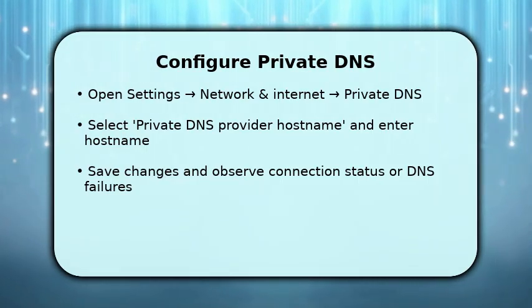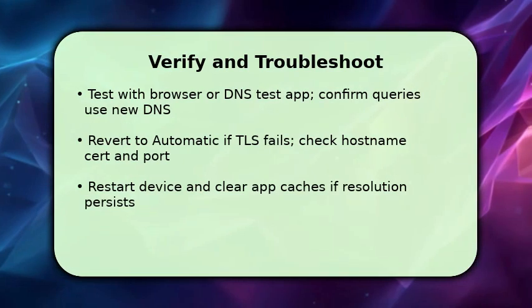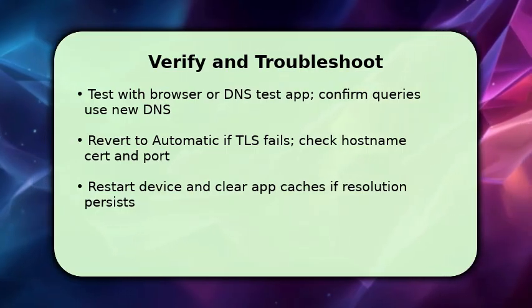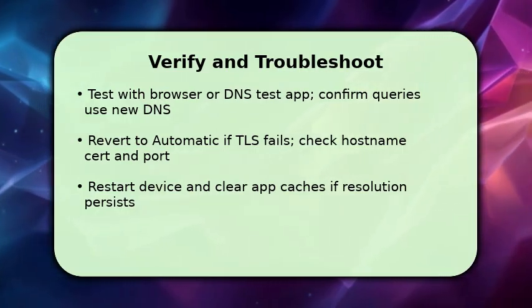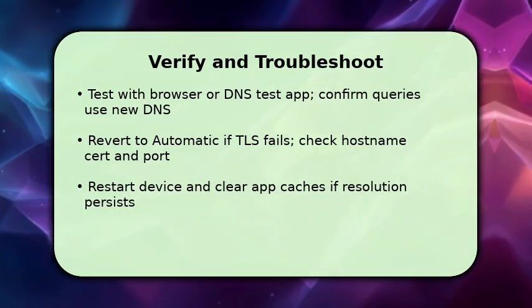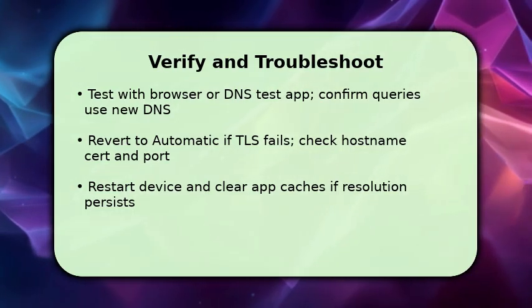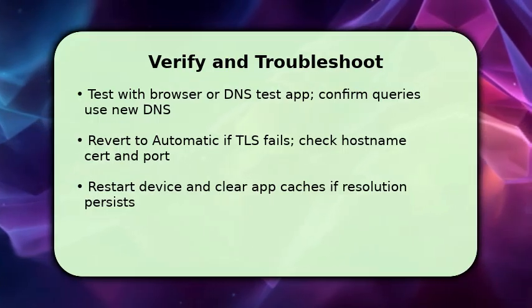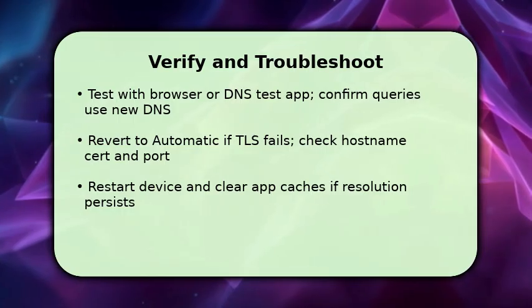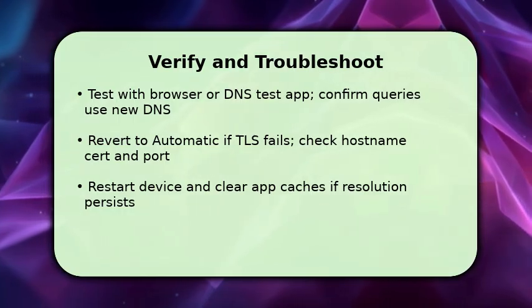Finish by verifying the configuration using a browser or a DNS test app so you confirm queries go through the private provider. Look for provider-specific IP responses. If sites fail to load, revert private DNS to automatic to restore access, then check the hostname's TLS certificate and that the provider supports Android's DNS over TLS on port 853.